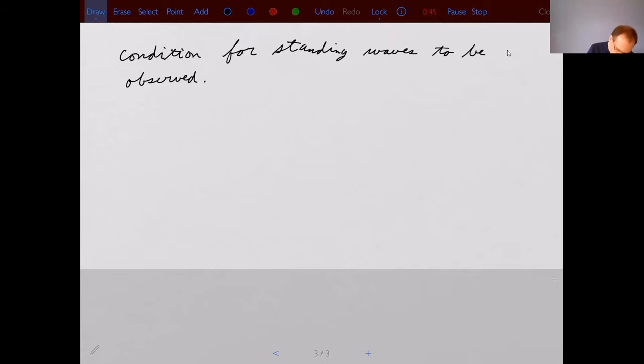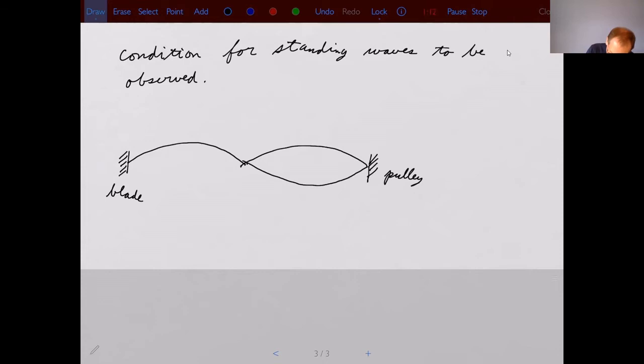Okay, so the left-hand part, I'll think of this as the vibrating blade. So this is the blade. And then the right-hand part will be the pulley. And the wave is going to look something like this, right? If we're observing 2 loops, it'll be something like that, okay?